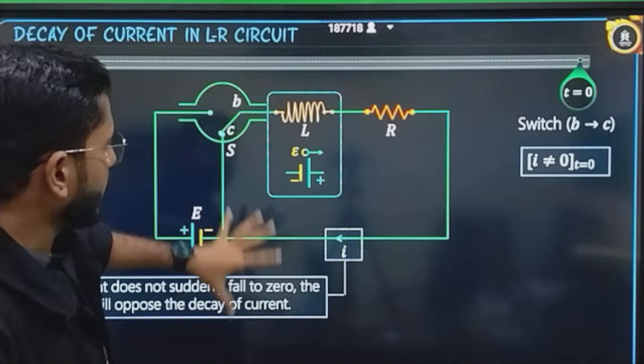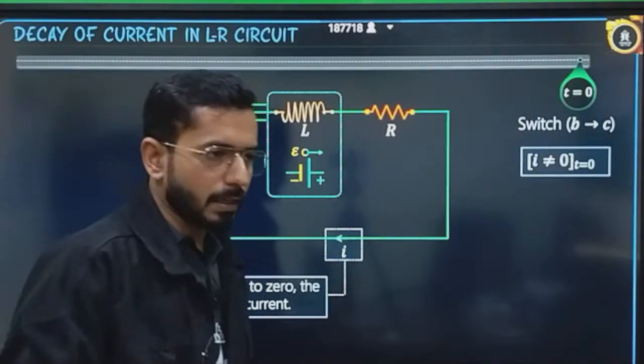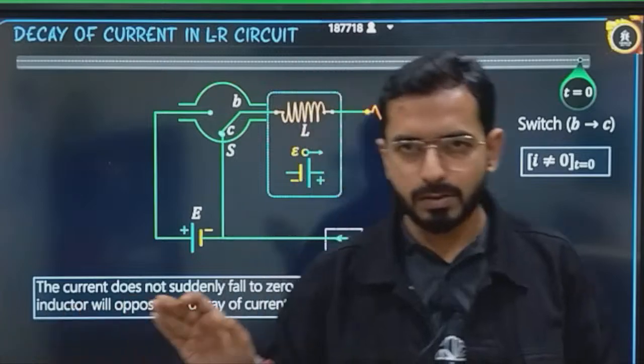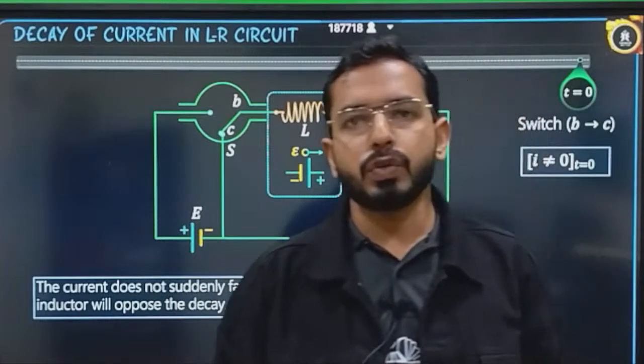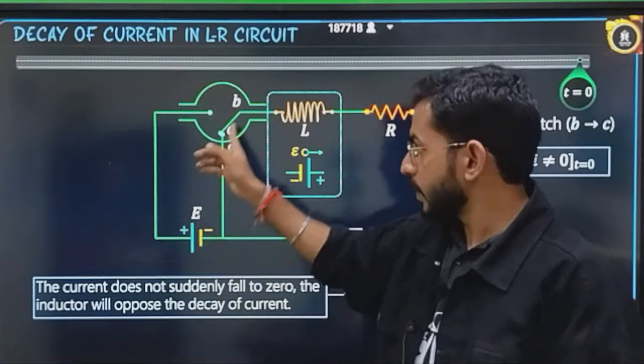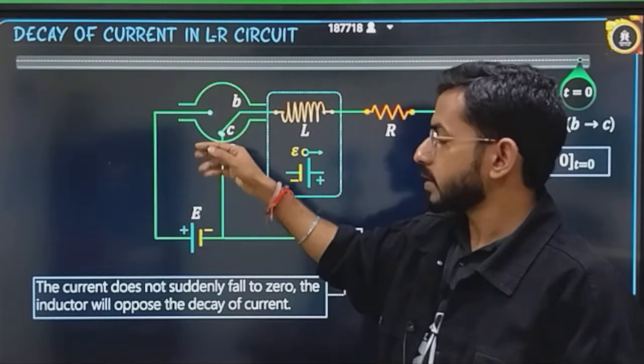Decay circuit. Now, what will happen in a decay circuit? Let's suppose you have a maximum current I naught that is already flowing into the circuit. Now you have disconnected the battery. You have discarded it, because now you have connected the section B to C.